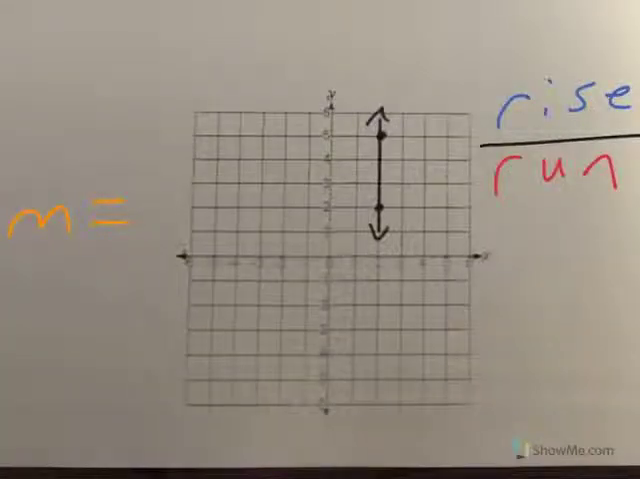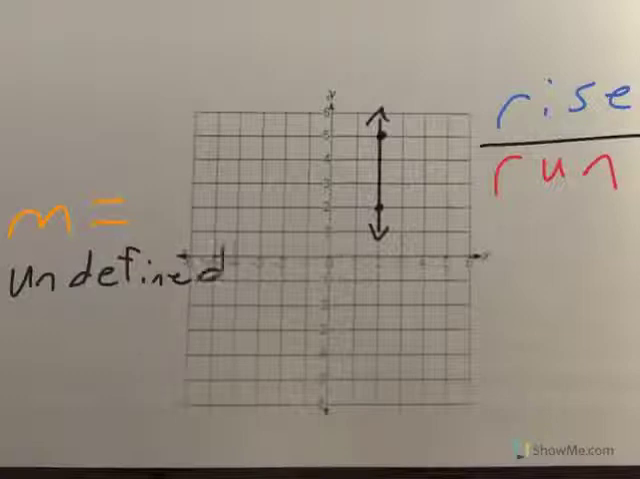Now we've switched and we have a vertical line, and this is another one we should just know. When the line is vertical, straight up and down, the slope is going to be undefined. Slope is undefined. And there you go. Those are some examples of how to find slope based on looking at a graph of a line.